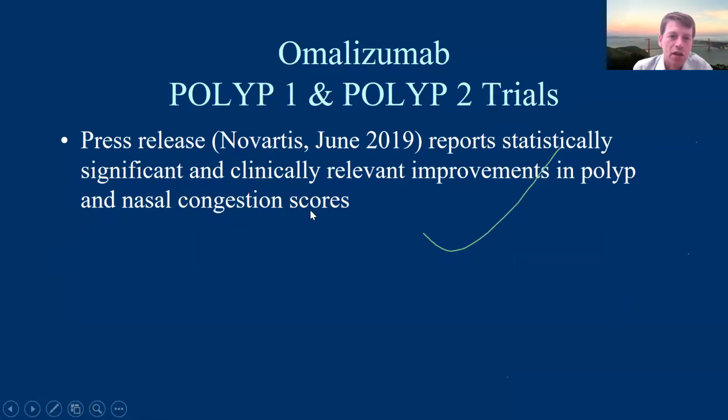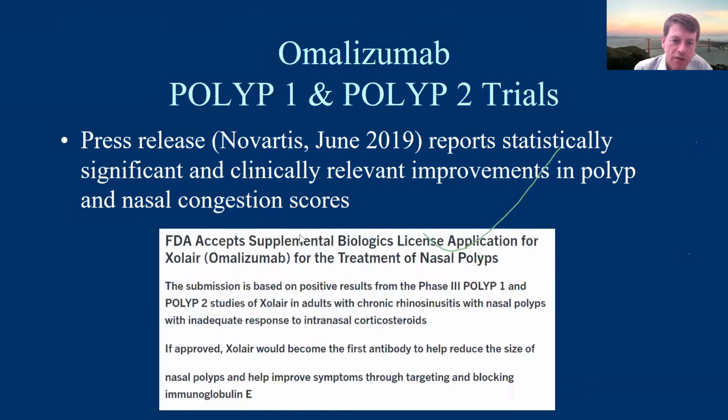This was in their press release, from June of 2019. They reported statistically significant and clinically relevant improvements in polyp and nasal congestion scores. These studies are not published yet, that I'm aware of, for review, but they have submitted this information to the FDA. This was a press release from December of 2019, so very recent. The FDA accepted the submission, but they have not approved the medication at this point.